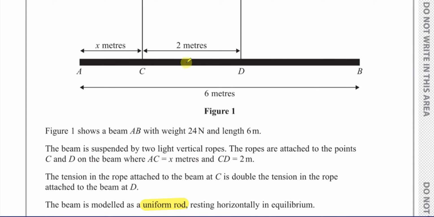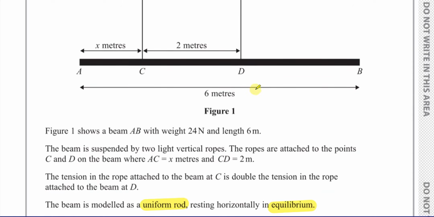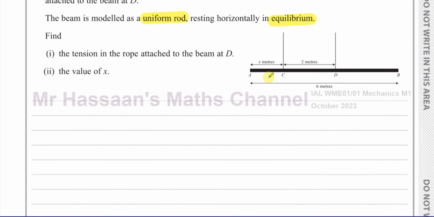Okay, we can say the weight's acting exactly 3 meters in. Okay, so we know that now. And it's resting horizontally in equilibrium. That means all the forces acting on it are balanced out. All the moments acting on it are balanced out as well. So it's in static equilibrium. It's not moving, and it's not turning or tilting or anything. So now we have to use that to find the tension in the rope attached to the beam at D and the value of X.